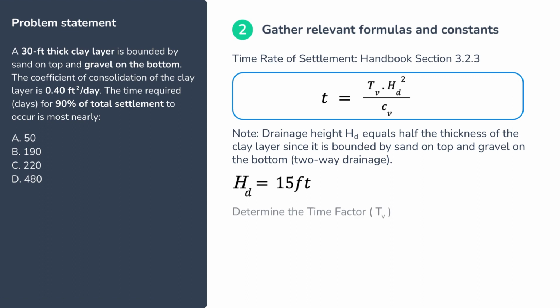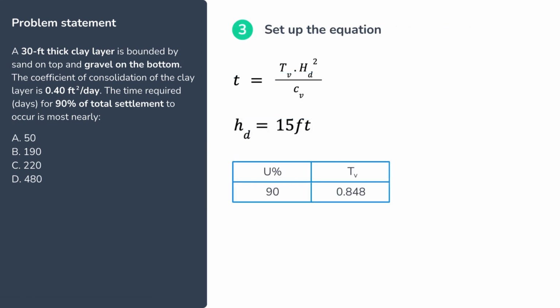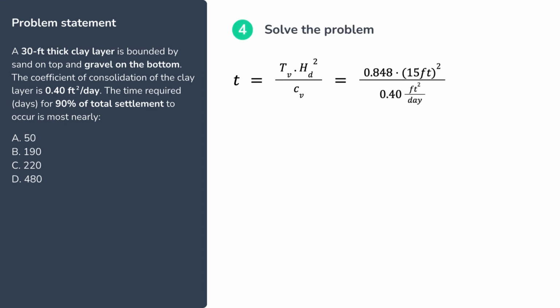Next, we need to determine the time factor, T sub V. This factor is determined from the table provided in section 3.2.3 of the handbook. The time factor equating to a degree of consolidation of 90% is 0.848. Now we have all the variables required to solve for the total time. We plug the variables into our equation and solve for t. We find that the time required for 90% settlement is 477 days.